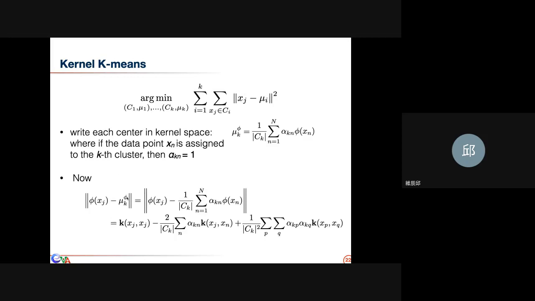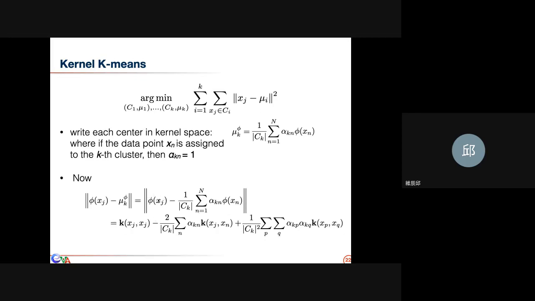So the Euclidean distance between a certain data point and its corresponding cluster center in the feature space can be written in this way: the norm of phi of xj minus mu k phi, and we have the L2 norm. If we have mu k phi represented by this form here and then we expand it, because this is the L2 norm, the Euclidean norm, it can be expanded and written in this way.